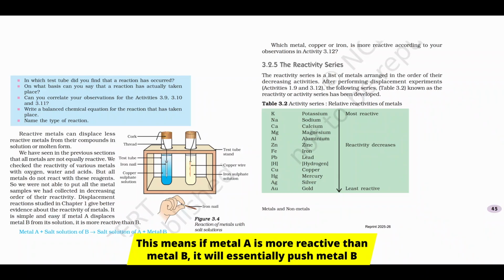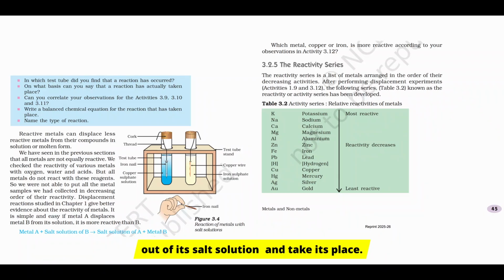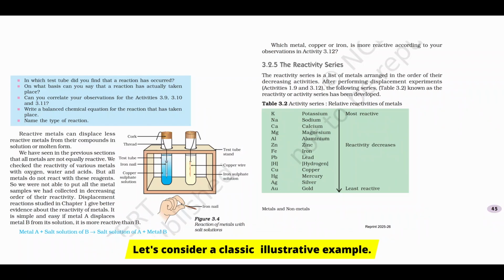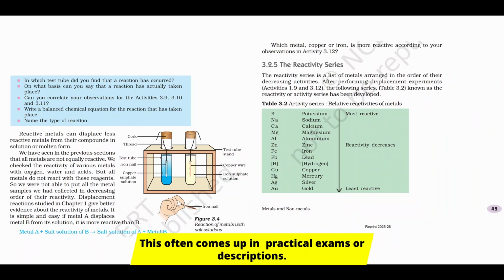This means if metal A is more reactive than metal B, it will essentially push metal B out of its salt solution and take its place. And metal B will then precipitate out, usually depositing as a free metal solid. Let's consider a classic illustrative example. This often comes up in practical exams or descriptions.